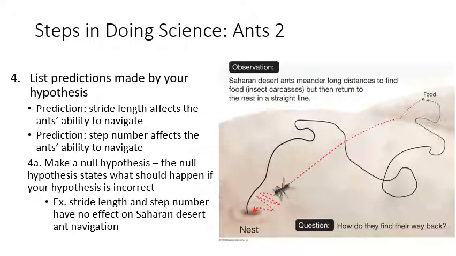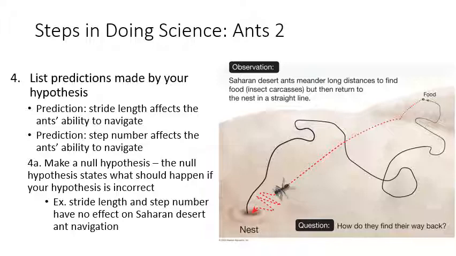Then once you've double checked your hypothesis, you can list some predictions that you can make based on your hypothesis. So one prediction would be maybe that the length of the ant's stride is affecting their ability to navigate, and another prediction might be that how many steps they have taken affects their ability to navigate.